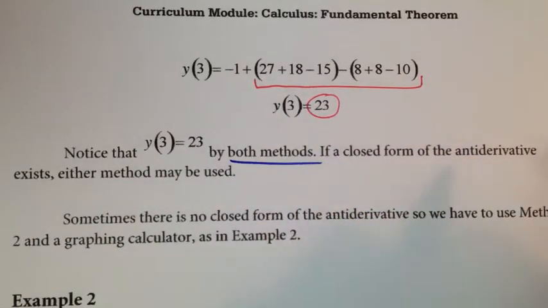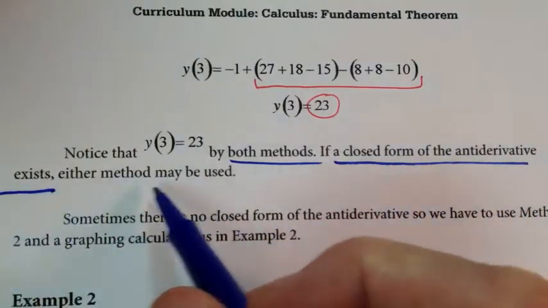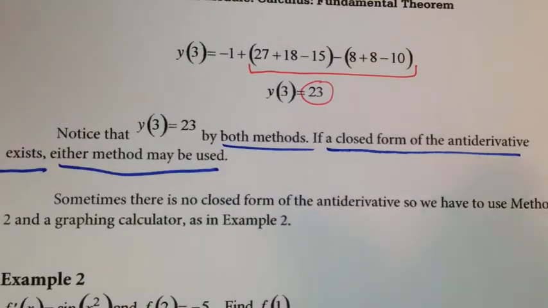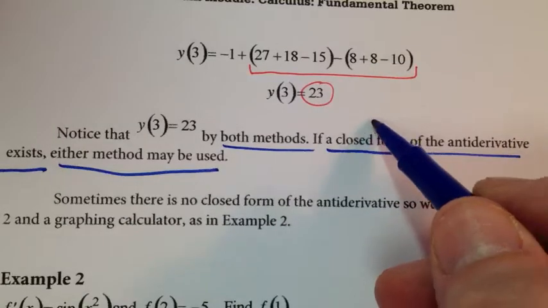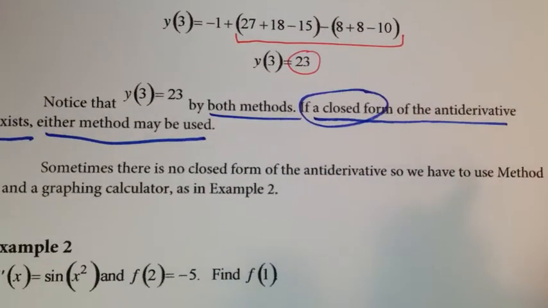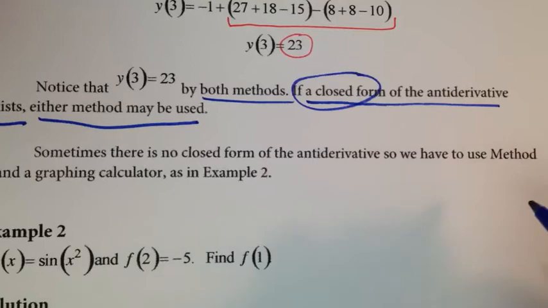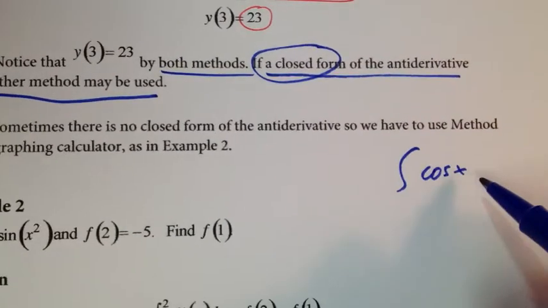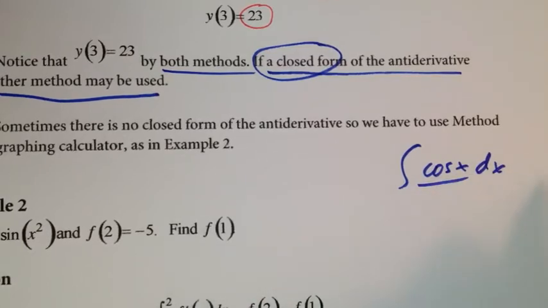Okay, and then I'm going to explain this. If a closed form of the antiderivative exists, either method may be used, and sometimes, as you saw here, method 1 actually does turn out to be a little bit less work. And a closed form would be when we have a simple antiderivative. In other words, if it's like cosine of x, we know what the antiderivative of the cosine of x is.